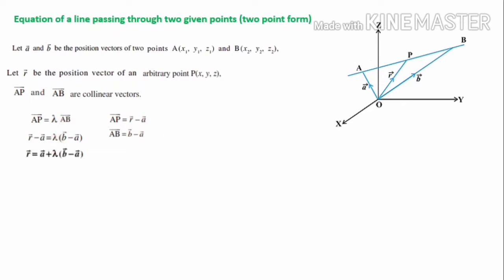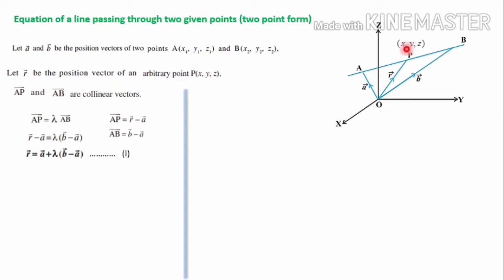So vector R is equal to, taking vector A to the right side, vector A plus lambda into (vector B minus vector A). This is the vector equation of a line passing through two given points: vector A plus lambda into (vector B minus vector A). Let's mark it as equation number 1, and we will go for the Cartesian form.